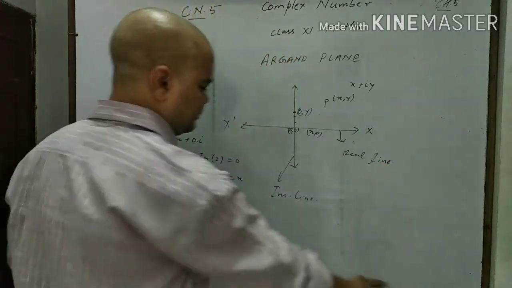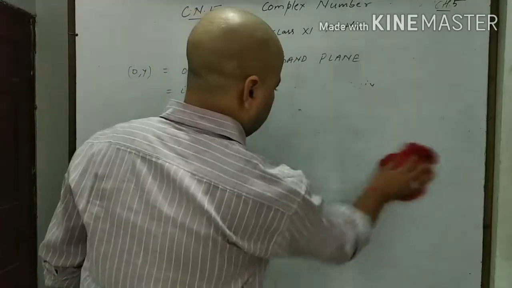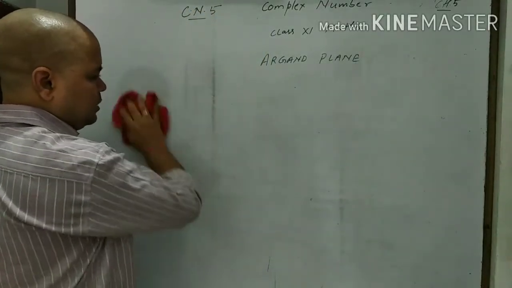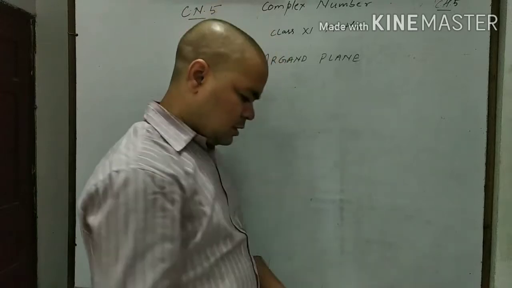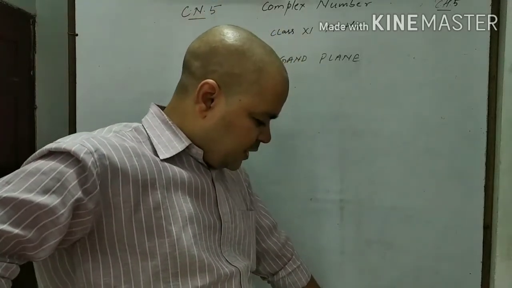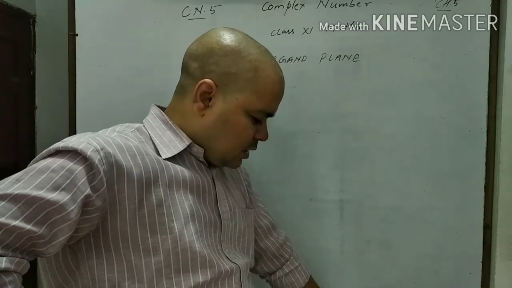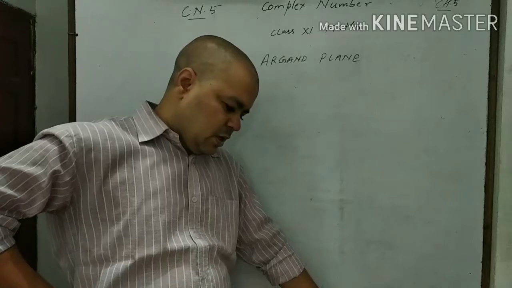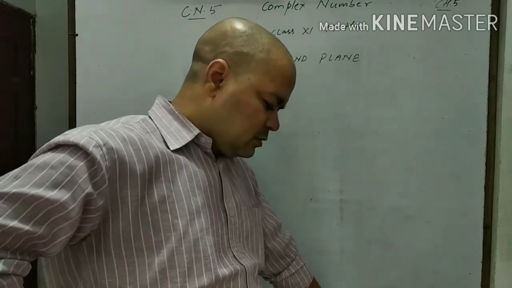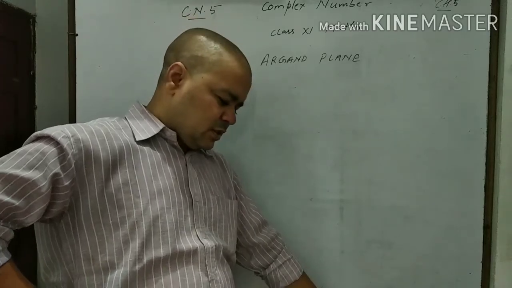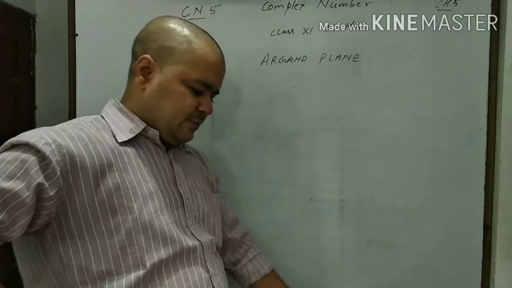It means, simply, what is the Argand plane? The Argand plane means the coordinate plane that represents the complex numbers. The coordinate plane that represents the complex numbers is called the Argand plane.